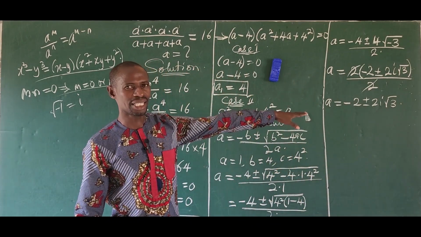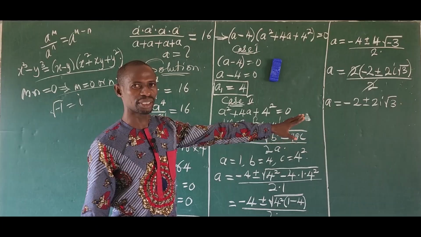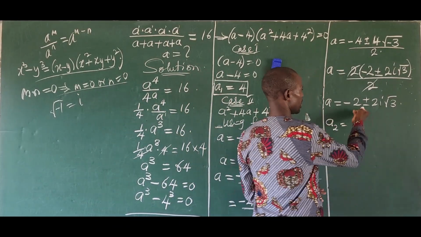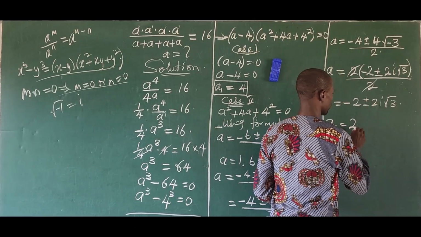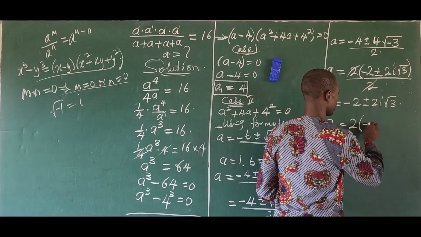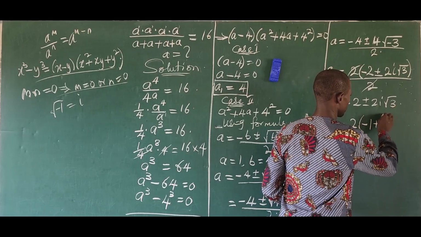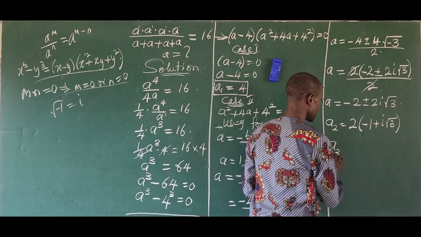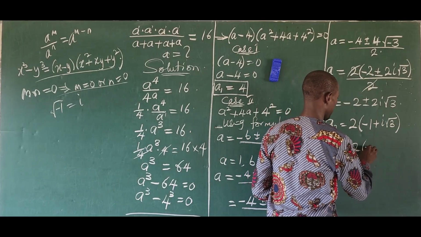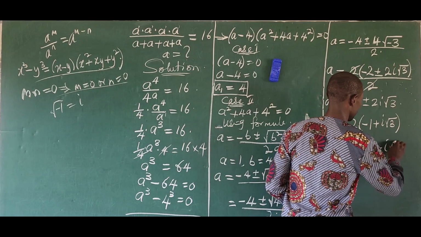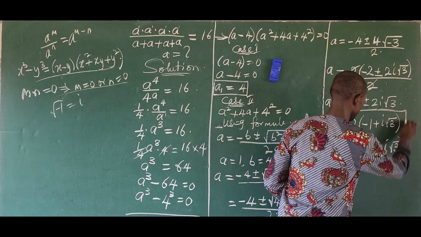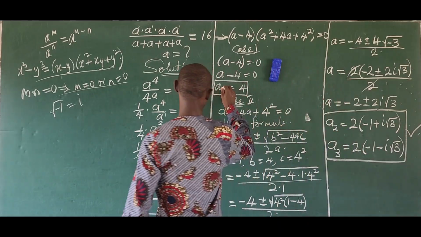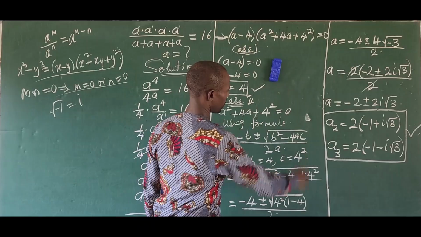Okay. We can still simplify this down to get our A2 and A3. And so let's write out our A2. Our A2 is going to give us, if we bring out 2 from here, 2, open bracket, minus 1 plus i square root of 3. Then our A3 will now give us 2 into minus 1 minus i root 3. So these are the other 2 roots, but they are imaginary roots. It is only A1 that is a real root to this challenge.